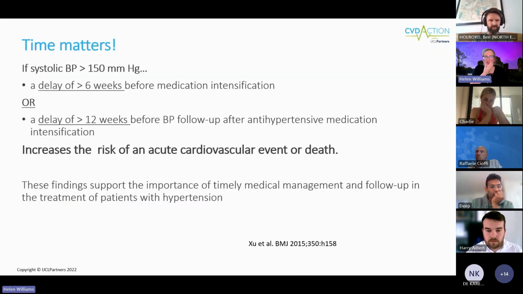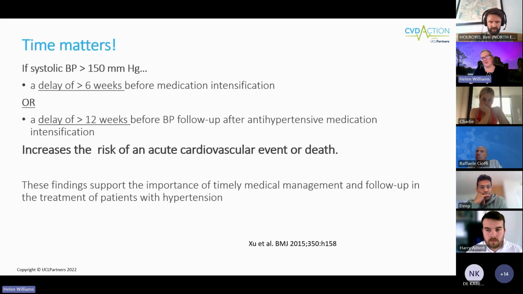And time does matter. A study by Zhu et al., published in 2015, showed that a delay of more than 6 weeks before intensification of medication for hypertension, or a delay of more than 12 weeks before the patient gets followed up after a change and intensification of their antihypertensive medication, was associated with an increased risk of an acute cardiovascular event or death.